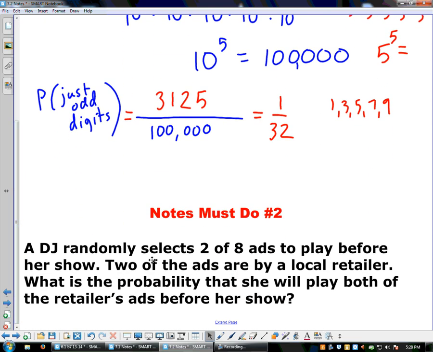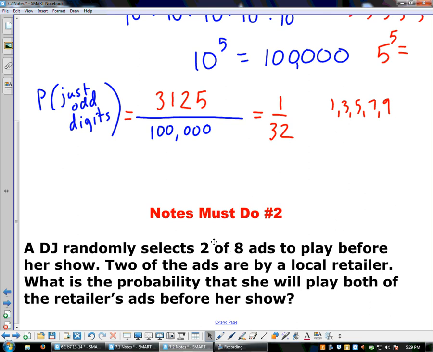This leads us to our second must-do. A DJ randomly selects 2 of 8 ads to play before her show. Two of the ads are by a local retailer. So what is the probability that she will play both of the retailer's ads before her show?